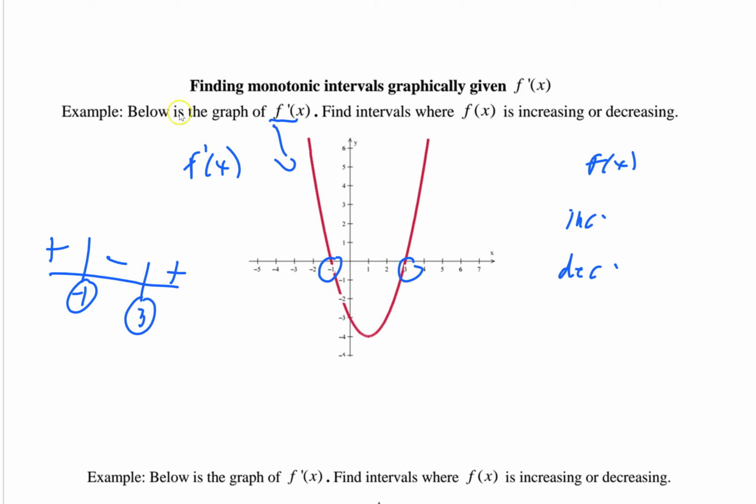Negative infinity to -1. Union, increasing right there also, 3 to infinity. Decreasing in the middle here, so -1 to 3. Right? It's the same concept. I just used my own sign chart from the graph they gave me. They gave me the graph. I made it easier myself.